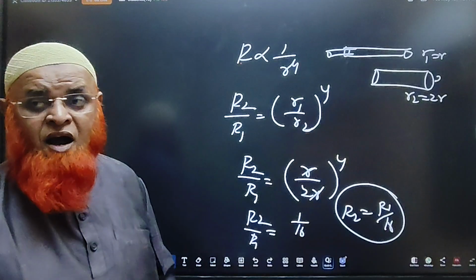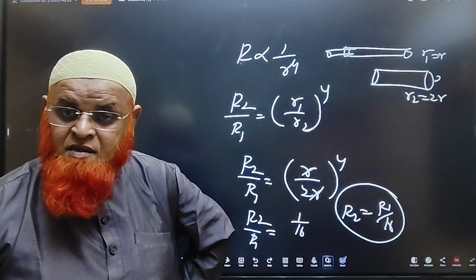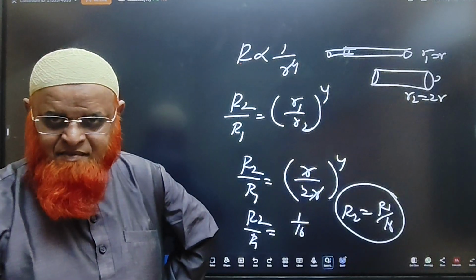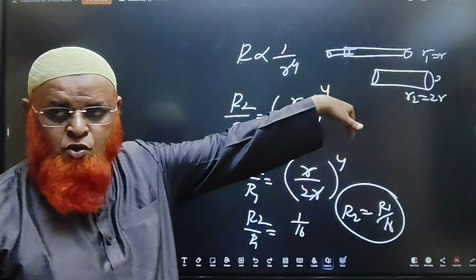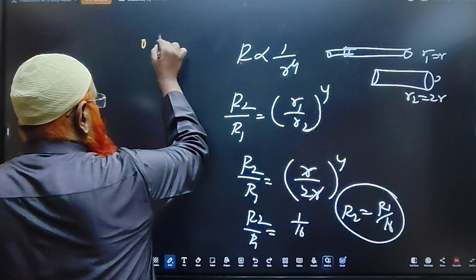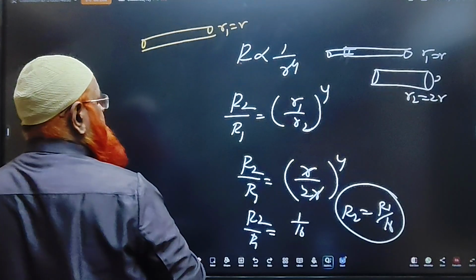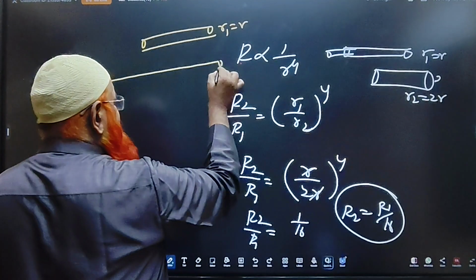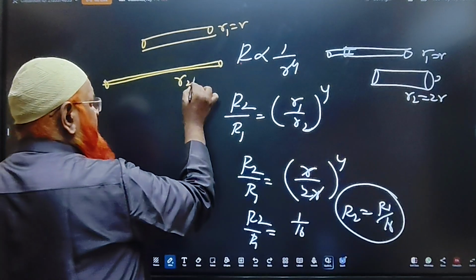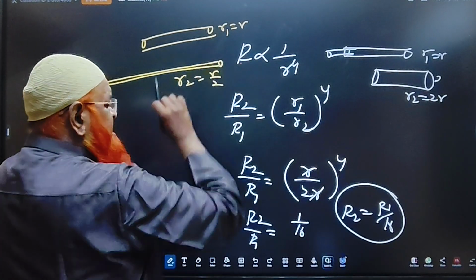If the radius becomes half, resistance becomes 16 times. I'll do that example also. See, previously this was the radius, R1 equal to R. Now you have stretched it. R2 has become R by 2. Stretched means length increases, radius decreases.